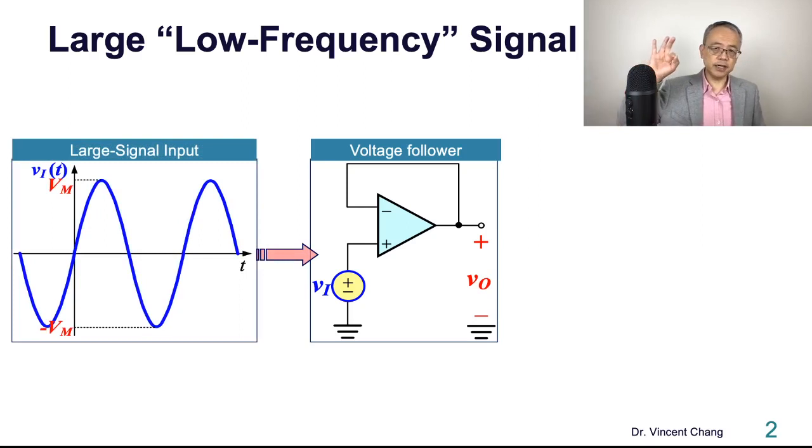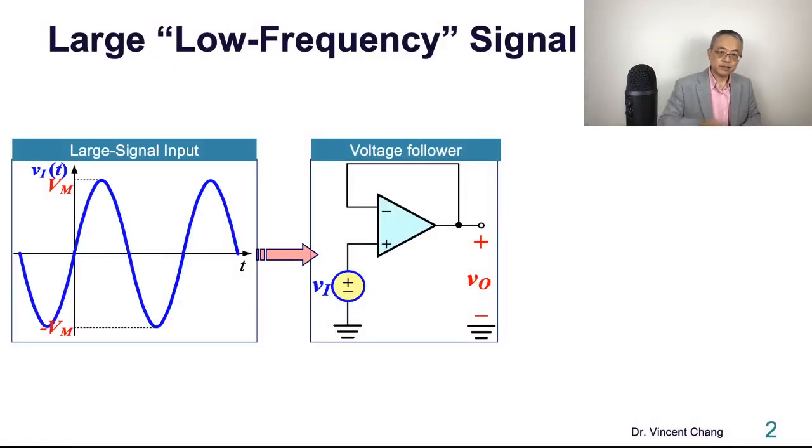So assuming it's a large signal, again, it's the large signal. We have been in the territory of large signal for 3 lectures already, all right? So don't get confused. Now this is about the large, low frequency signal. That's what the title says.